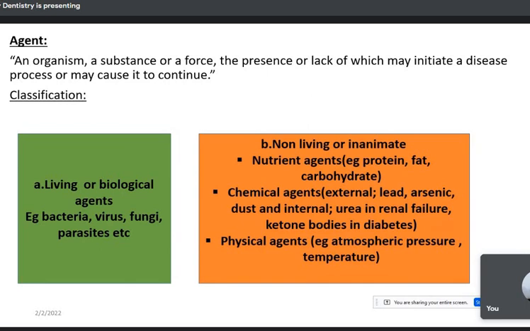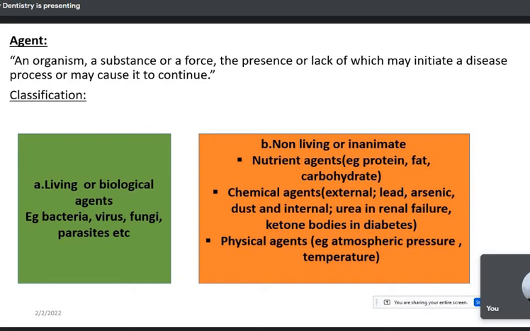Okay, for example, here the nutrient agent. Nutrient agent is protein, fat, and carbohydrate. So the deficiency of the nutrient agent, meaning the lack of the nutrient agent, can also cause the disease, right? The lack of vitamins can cause many diseases like scurvy, beriberi, and neuropathic diseases. The deficiency of protein, carbohydrate and fat can also cause kwashiorkor and marasmus.